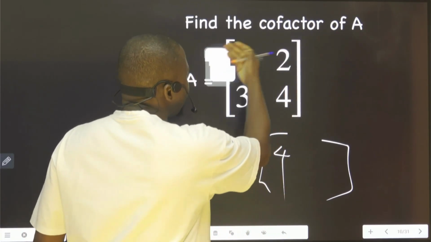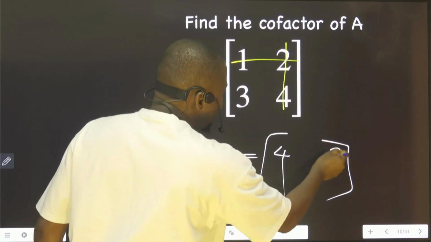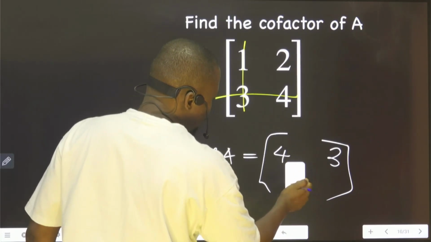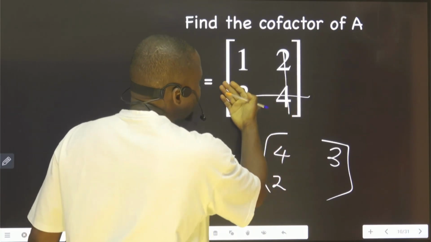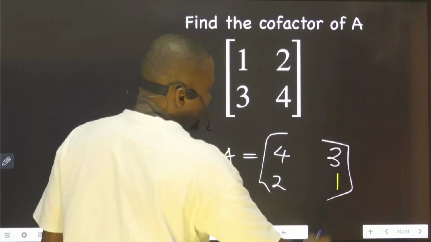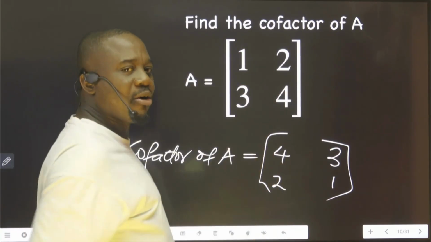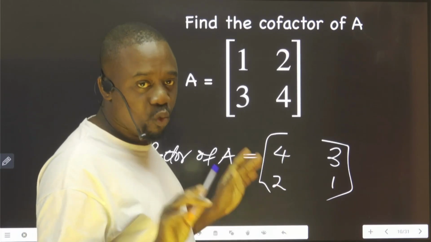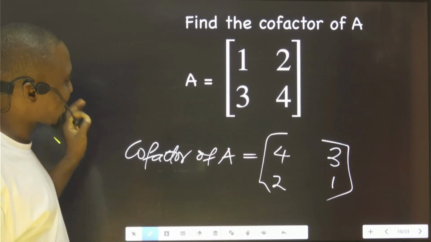Okay, for a 2 by 2 matrix. This one, the same thing, 3. This one, the same thing, 2. This one, the same thing, 1. So each of these is a minor of the corresponding element in the main matrix. We are not through. The next step is we look at the sign.